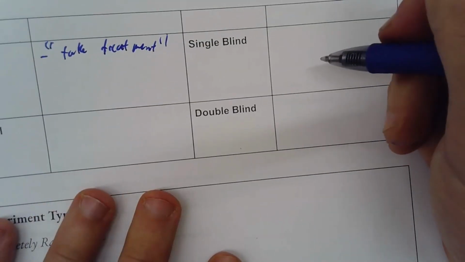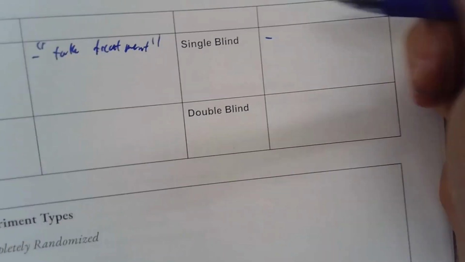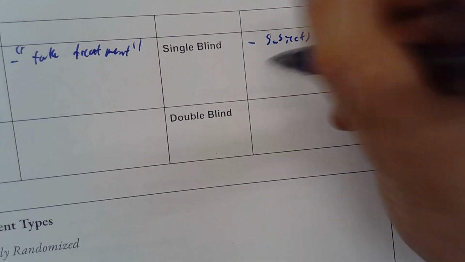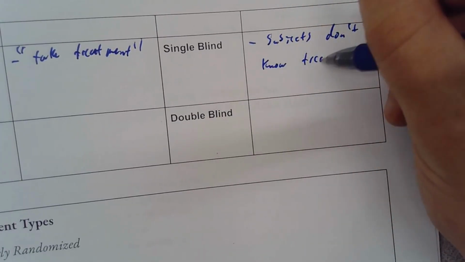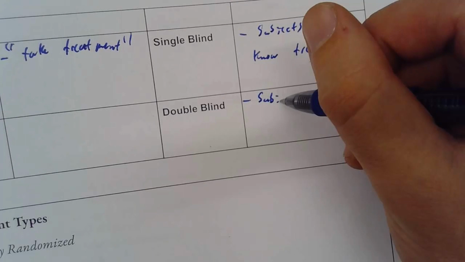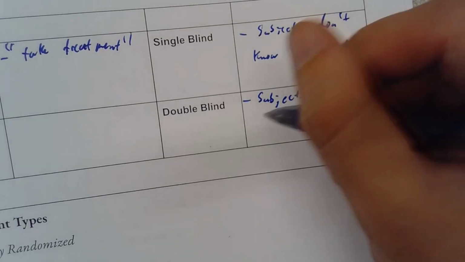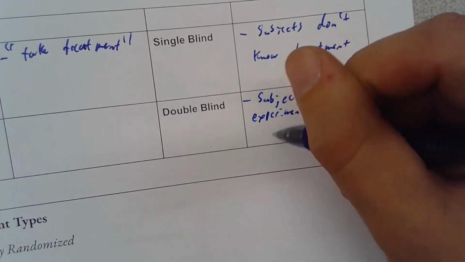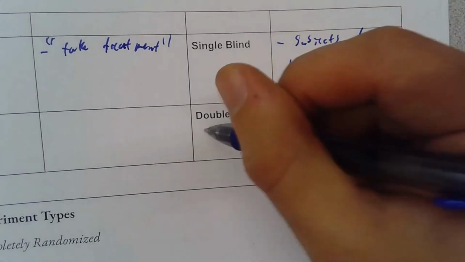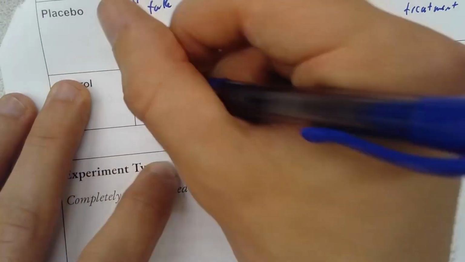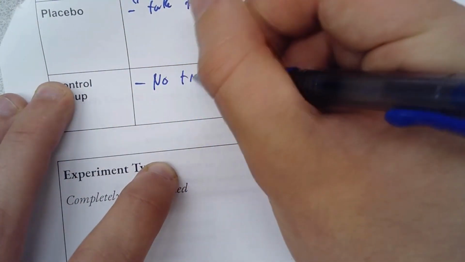Single blind means subjects don't know treatment. Double blind means subjects and experimenters don't know. Both don't know. That's double. Double two, right? Both. It's one, that's two, right? Control, this is no treatment group for comparison, right?